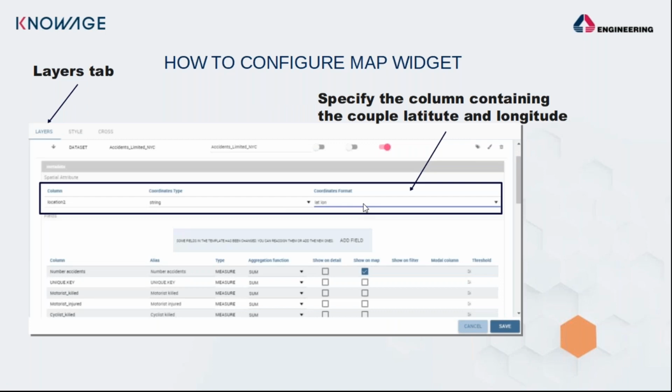Here you specify the column containing the couple, and if you click on it, you can choose between latitude, longitude or vice versa, longitude, latitude, according to the column that you have inside your dataset. So take care to know which is the couple, whether the latitude is first and then the longitude, or vice versa.